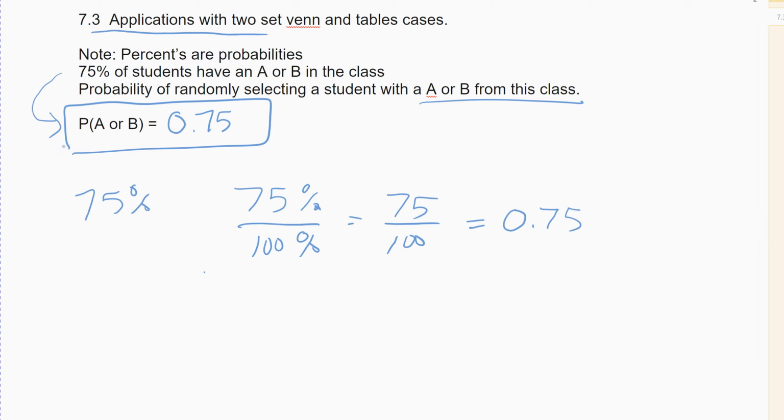So working the other way around, if my probability is 0.75 and I want to convert to a percent, we multiply it by 100%. And that gives me my 75%. And we do need to be able to convert back and forth between decimals, fractions, and percents.